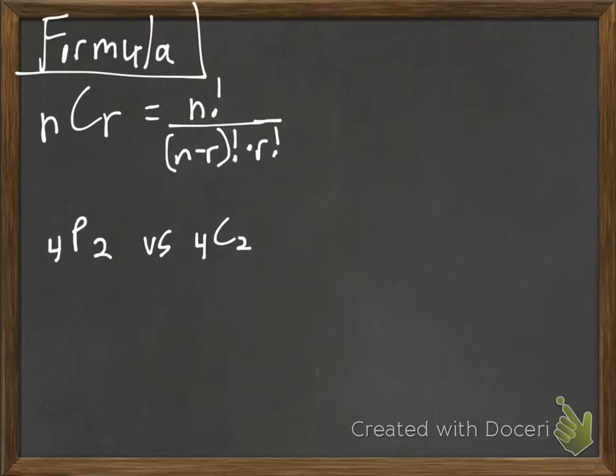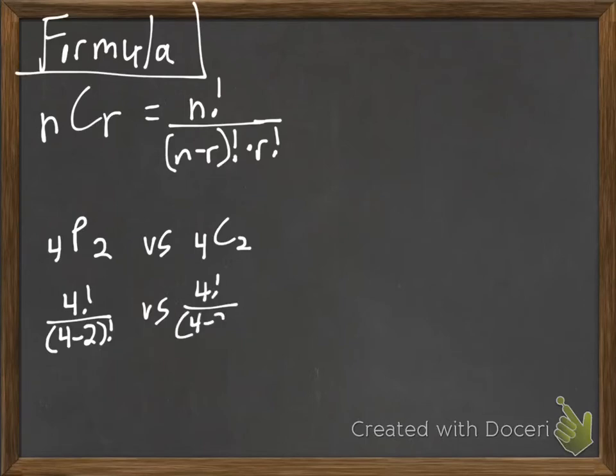So that's what that little addition does there. So let's take a look at it here. We're going to do 4 permutation 2 versus 4 combination 2. For our permutation, it's going to be 4 factorial divided by 4 minus 2 factorial, versus, like Mortal Kombat, let's see which one's going to win, 4 factorial divided by 4 minus 2 factorial times that 2 factorial.